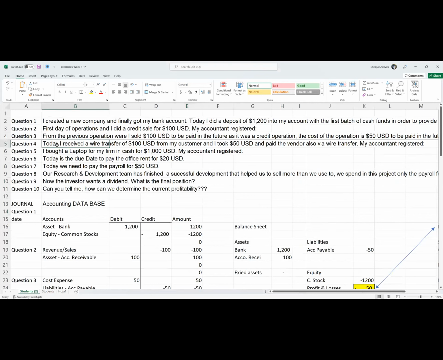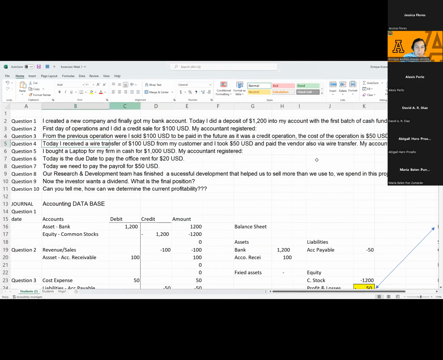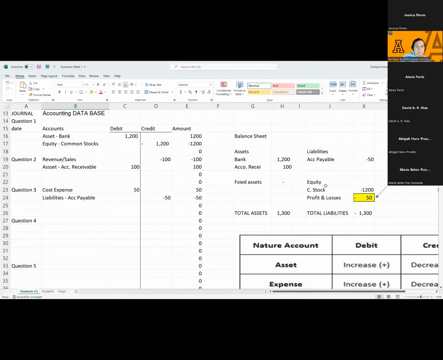Question number 4, guys. Before we leave, today I received a wire transfer of $100 from my customer, and I took $50 and paid the vendor also via wire transfer. My accountant registered. Who can help me with that? If I received a wire transfer to my bank account, what do I have? An asset of $100. Awesome, nice.